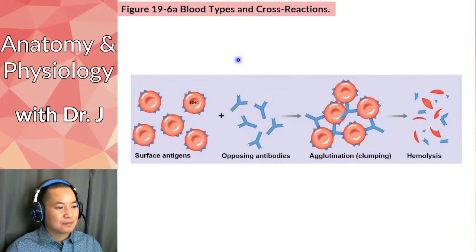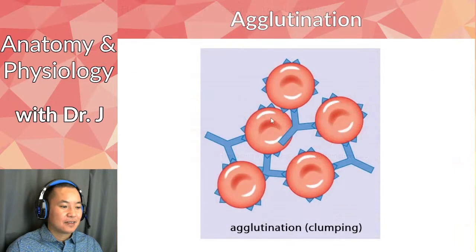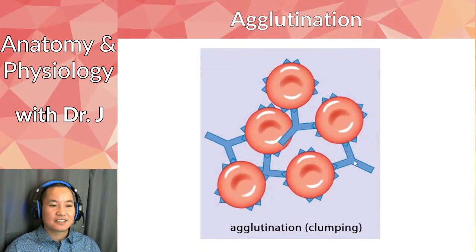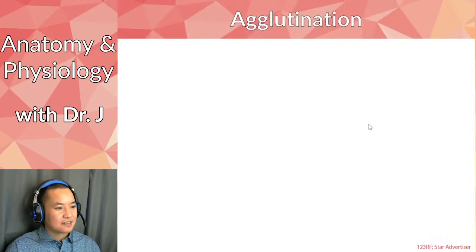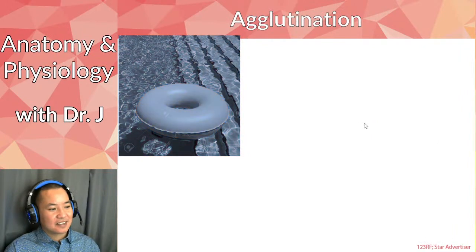All right, so say this is a recipient with type A blood, but they have anti-B antibodies, and they're getting a transfusion of red blood cells with B antigens on them. Well, that's going to cause agglutination, this clumping, and the immune system is going to eventually cause these red blood cells to lyse and rupture.